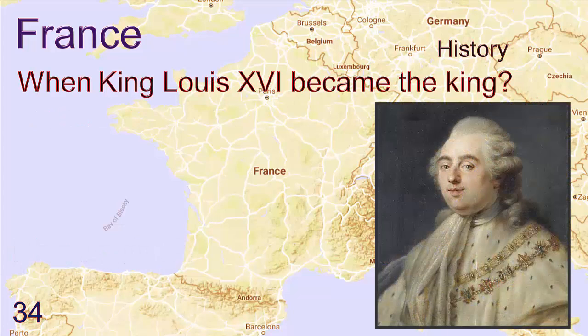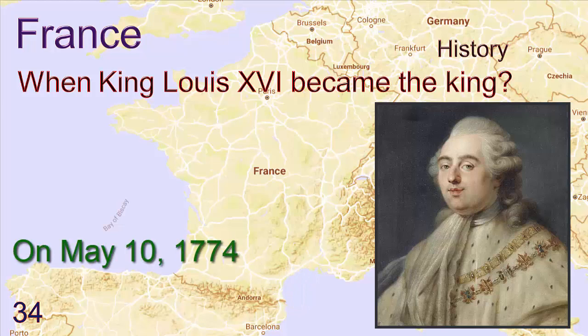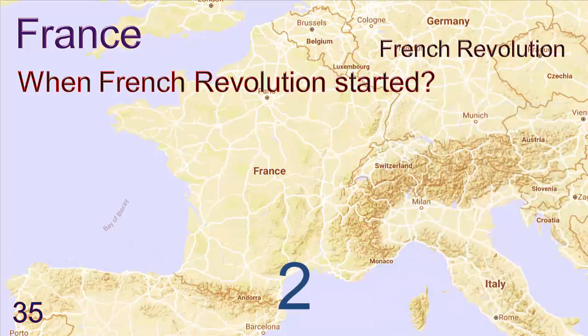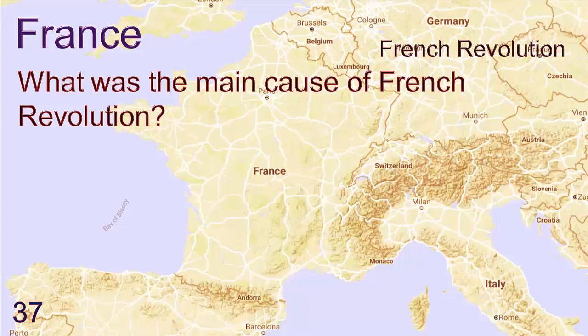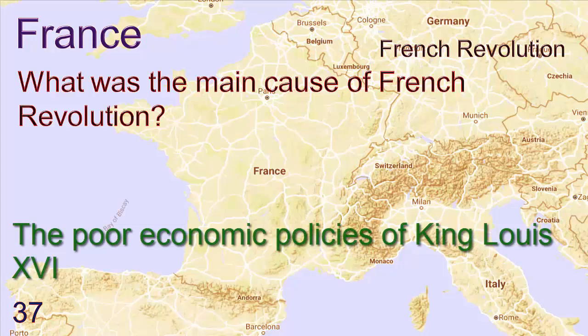May 10, 1774. When did the French Revolution start? May 5, 1789. Who is considered to be the father of the French Revolution? Jean-Jacques Rousseau. What was the main cause of the French Revolution? The poor economic policies of King Louis XVI. What is the motto of the French Revolution?